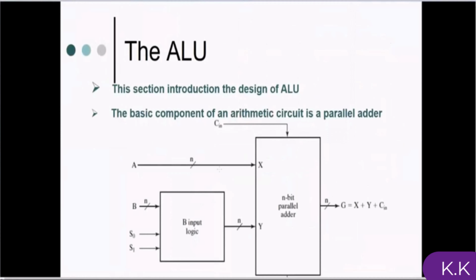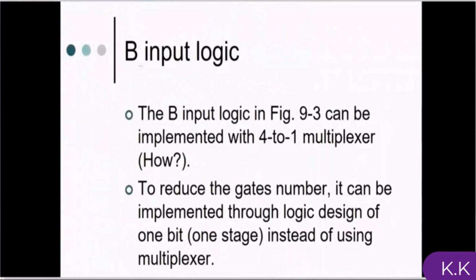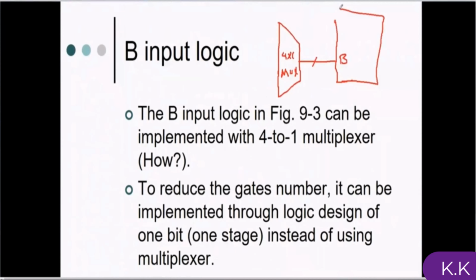But let's see what is there inside that circuit. There is a logical unit here that you should design. How the input Y should be: B, B complement, all ones and all zeros. So I'm going to design the circuit for this purpose. The input logic in the figure can be implemented with a 4-to-1 multiplexer. This is the simplest way. I need a 4-by-1 multiplexer. This is the output, connected to Y.